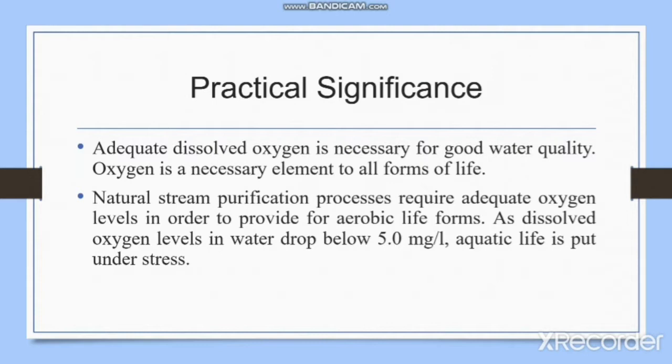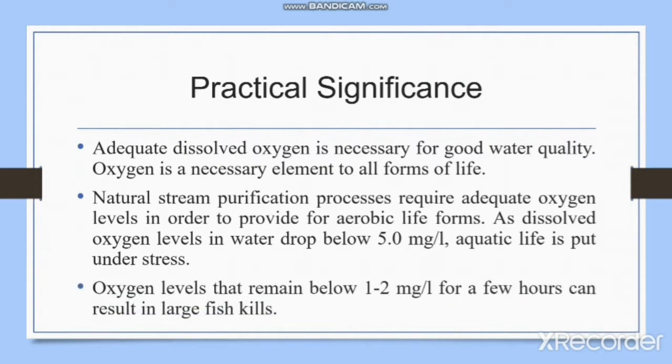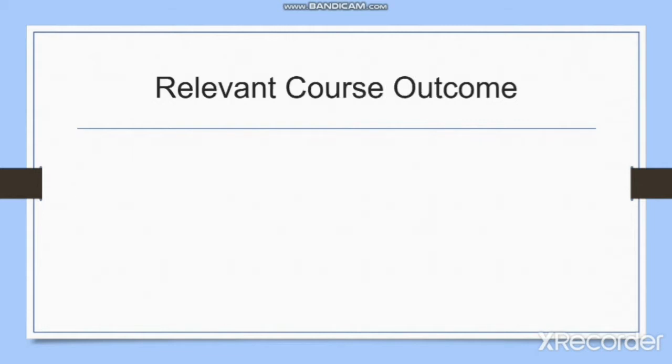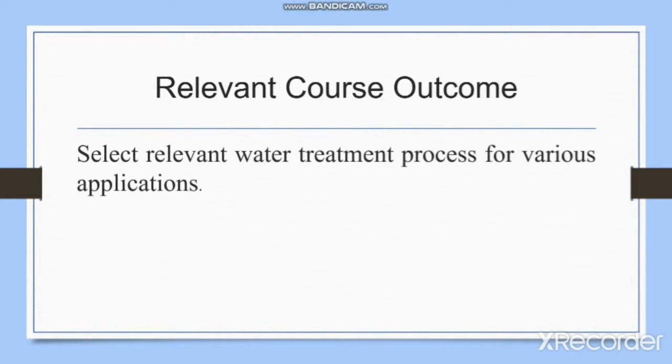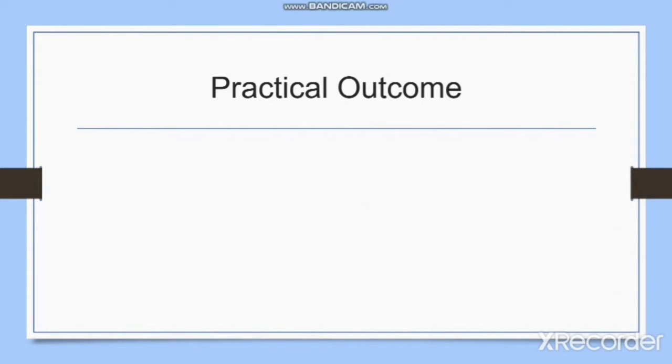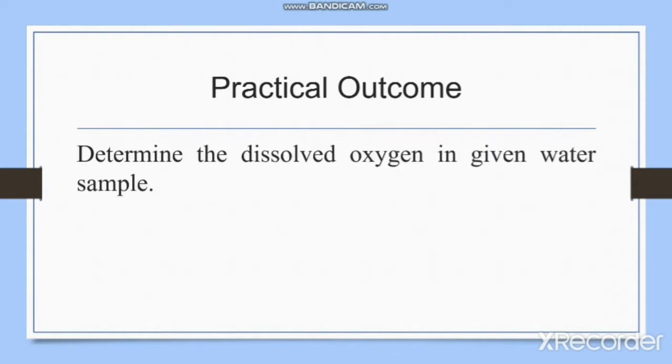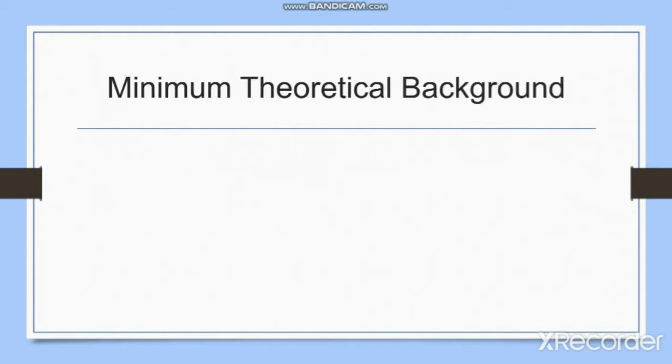As the dissolved oxygen level in water drops below 5 mg per liter, aquatic life is put under stress. Oxygen levels that remain below 1 to 2 mg per liter for a few hours can result in a large fish kill. Relevant course outcome: select relevant water treatment process for various applications. Practical outcome of this experiment is to determine the dissolved oxygen in a given water sample.